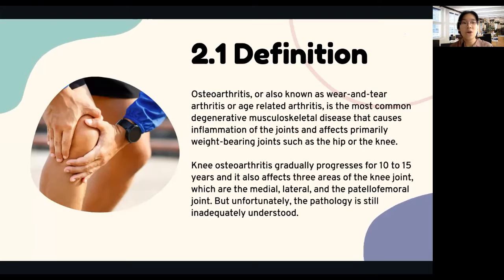So osteoarthritis is also known as wear and tear arthritis or age-related arthritis. It is the most common degenerative musculoskeletal disease that causes inflammation of the joints and affects primarily weight-bearing joints, such as the hip or the knee. So knee osteoarthritis gradually progresses for 10 to 15 years, and it also affects three areas of the knee joint, which are the medial, lateral, and the patellofemoral joint. But unfortunately, the pathology of knee osteoarthritis itself is still inadequately understood.